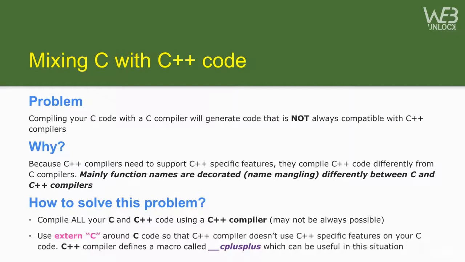Okay, the second solution was introduced into the C++ compiler itself by defining a new concept called the extern-C syntax, which you can surround around your C code so that the C++ compiler does not use the C++ specific features on your C code. So basically, if you surround your C code within extern-C sections, then in that case, the C++ compiler can be backward compatible with the C compiler and not try to use the C++ specific features on that code. Also, the C++ compiler defines a macro called __cplusplus, which can be very useful in this situation.